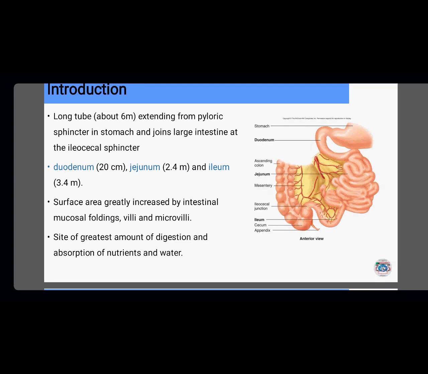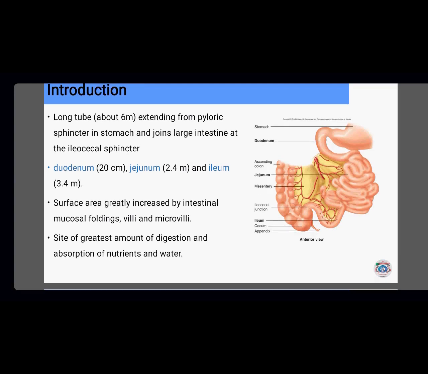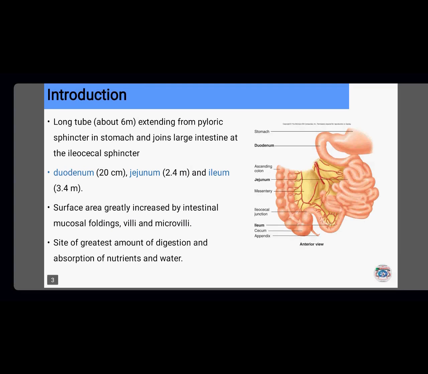The surface area of the small intestine is greatly increased by the intestinal mucosal foldings, villi, and microvilli, as you know from your previous studies in anatomy. It is also the site of the greatest amount of digestion and absorption of nutrients and water. All these events take place in the small intestine.